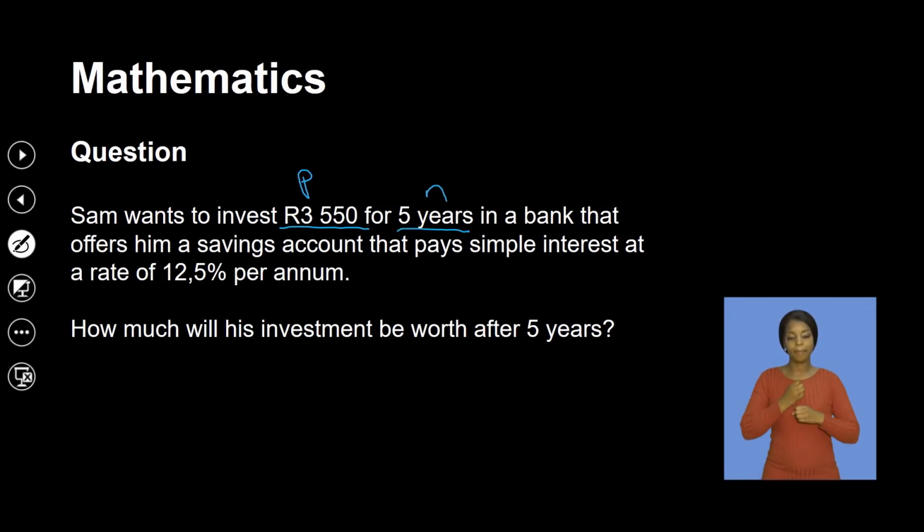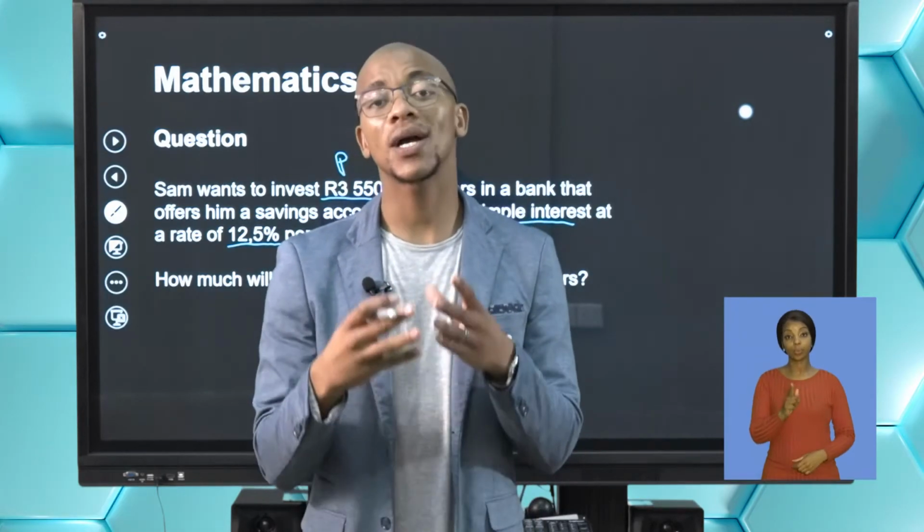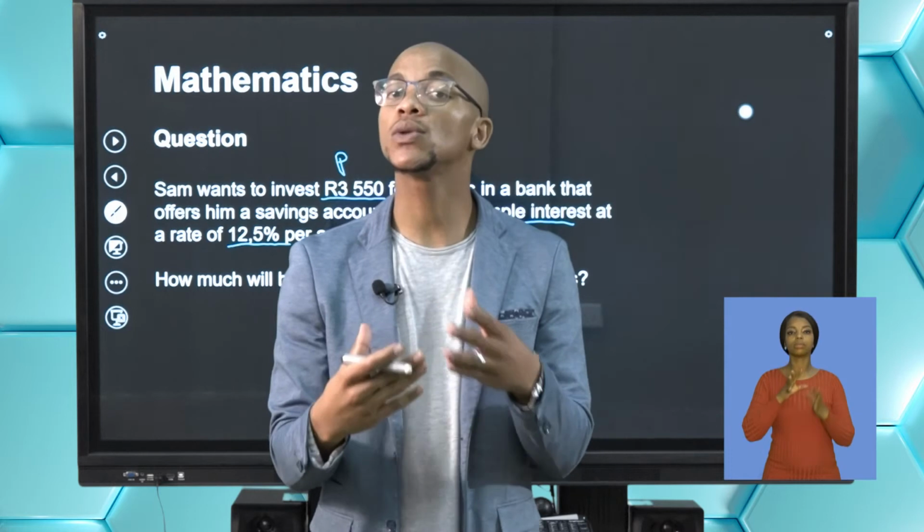This will be my duration, which is N. In a bank that offers him a savings account that pays simple interest. Simple interest, that's important. Now, guys, you need to look at keywords, please. Your keywords are what will tell you exactly what you need to use in terms of the formula. So here they are telling us that the initial amount that Sam wants to invest is 3,550.